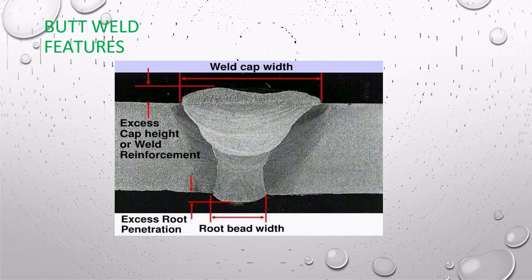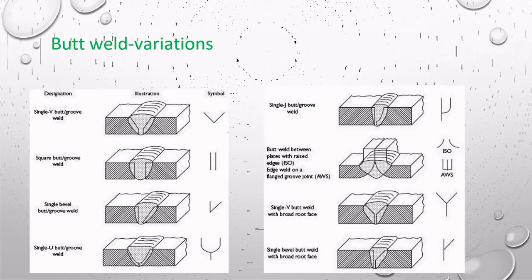Okay, next one is butt weld variation. There are 8 types of butt weld variation. Number 1 is single V butt. Number 2 is square butt. Number 3, single bevel butt. Number 4, single U butt. Number 5, single J butt. Number 6, butt weld between plates with raised edges, edges weld on a flange groove joint. Number 7, single V butt weld with broad root face. Number 8, single bevel butt weld with broad root face.